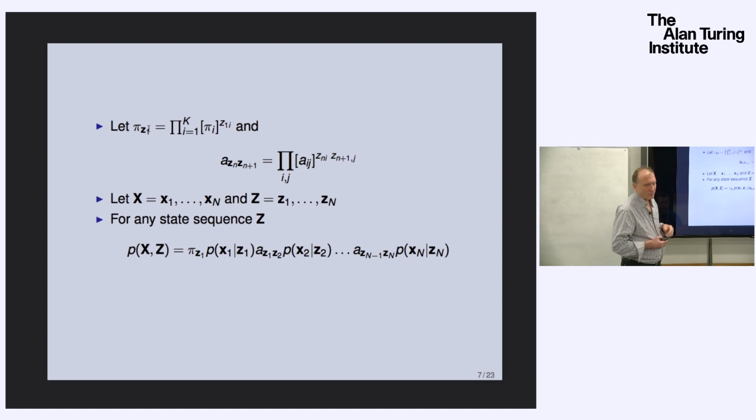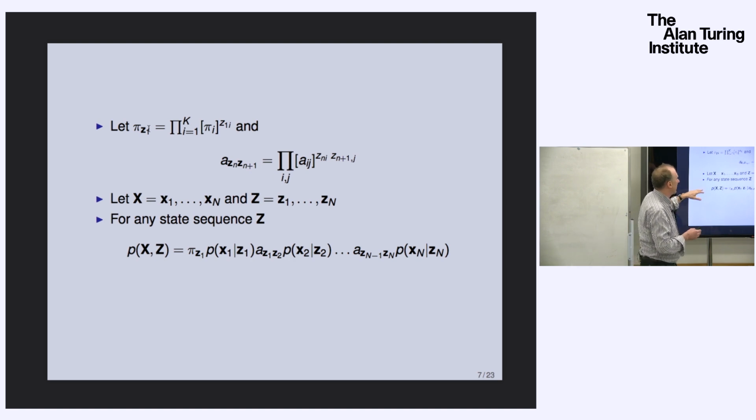This perhaps looks rather complicated notation, but don't panic. Pi of z1 says basically just pick out the component that we're in. So if we're in state, I don't know, j, then we'll have pi j here, and all these other terms will go away. Similarly, for these transitions, we're just picking out the element of the transition matrix that applies based on what state we're in at time n and time n plus 1.